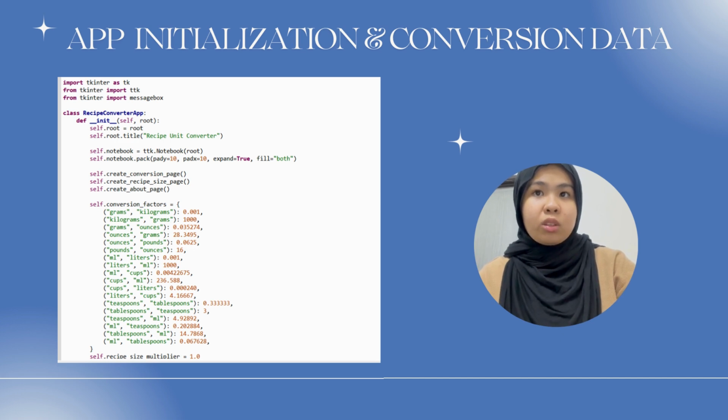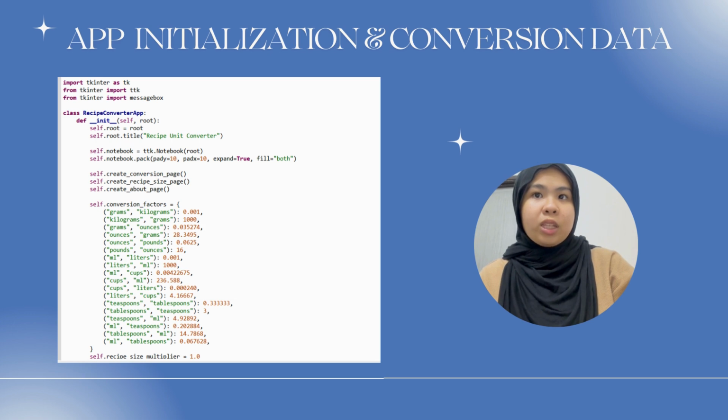The third one is initializing the main window. self.root equals root. This line assigns the main window object passed to the constructor to the self.root attribute of the RecipeConverterApp instance, making it accessible within the class. Next, self.root.title("Recipe Unit Converter") sets the title that appears in the title bar of the main application window.